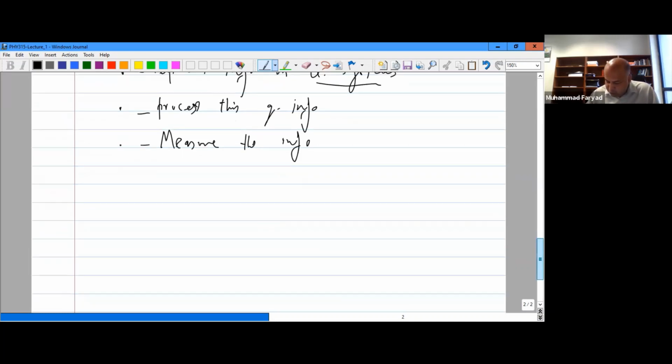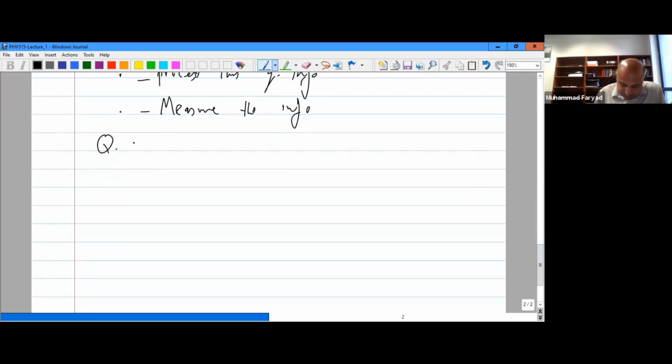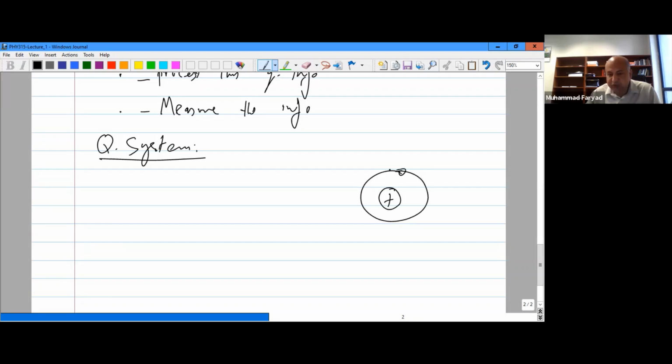So a quantum system is something which is isolated from the rest of the world, at least at this stage of this course, and it obeys the laws of quantum physics. And if I talk about precise examples, we can think about a hydrogen atom that has a proton in it and an electron around it.